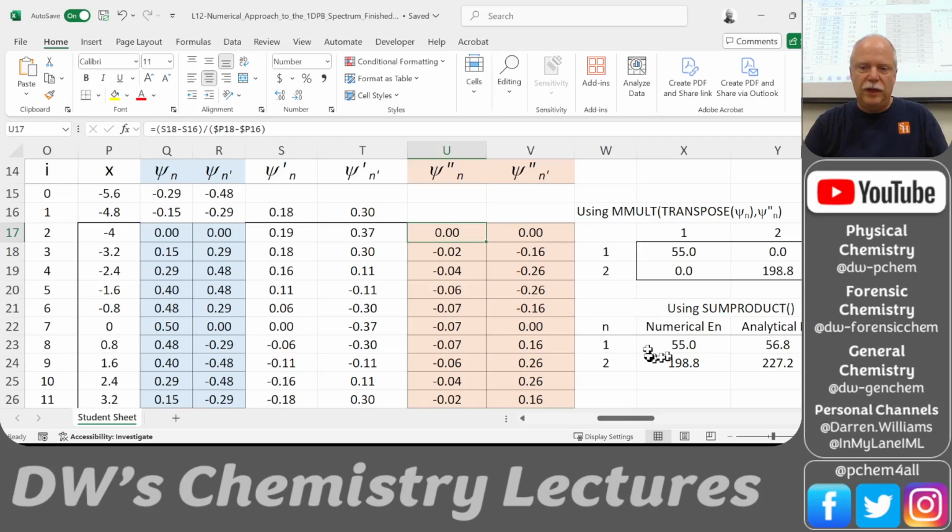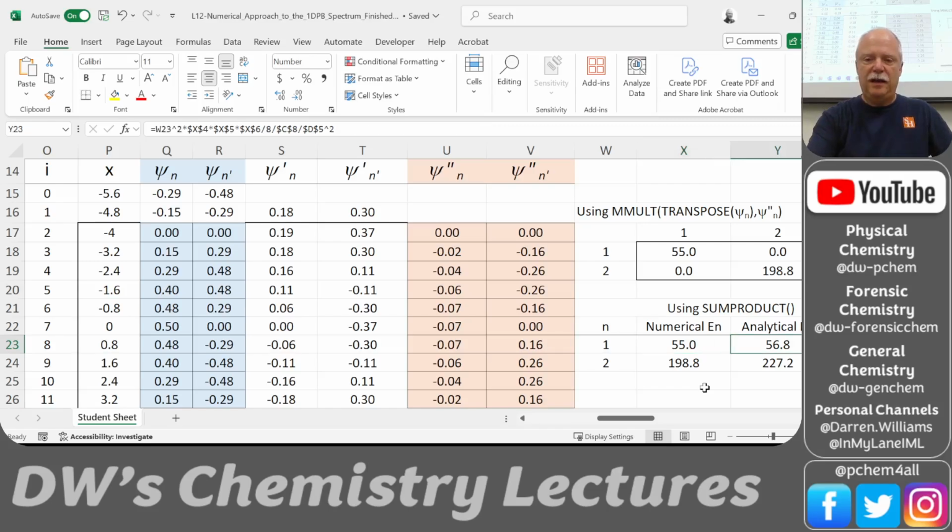And then we can take the integral of that second derivative and multiply by all those constants and get our energy for the Schrodinger equation for the particle in a box. And we end up with 55 kilojoules per mole.